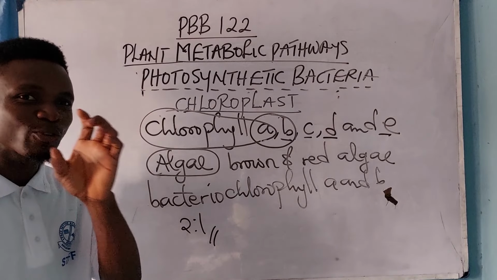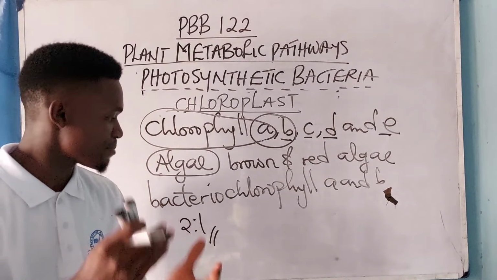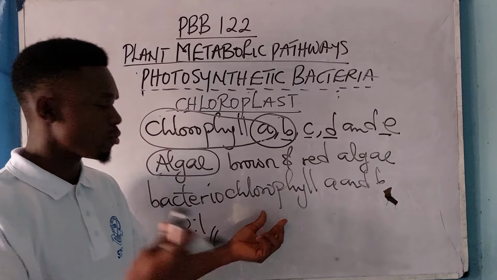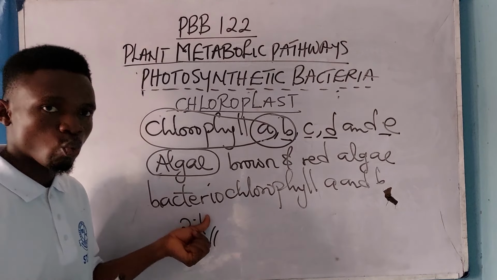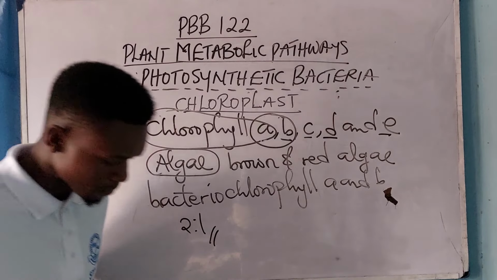Whatever I say here, commit it to memory. It is not difficult. Just follow it step by step. In what ratio do chlorophyll A and B occur? They occur in the ratio of 2 to 1. Take note of that. It is very, very important.